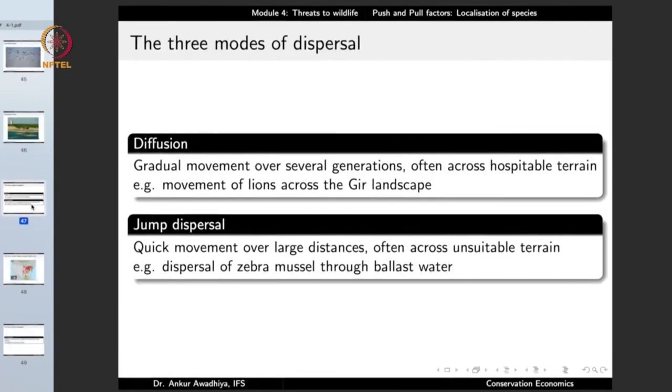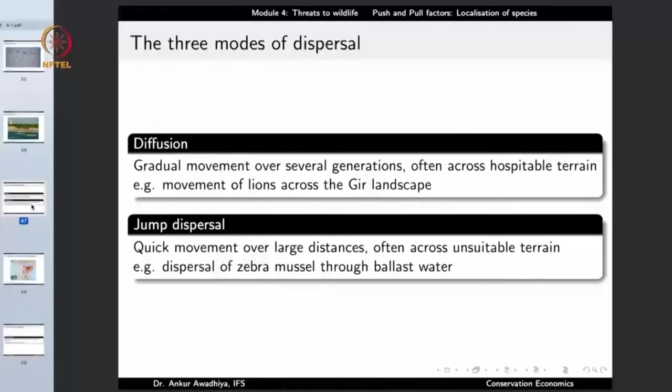Now, dispersal is different from migration, because in the case of dispersal, the organisms are moving not along fixed routes and not in a regular or seasonal manner, but they are moving in search of a better habitat. Now, dispersal is of three different kinds.